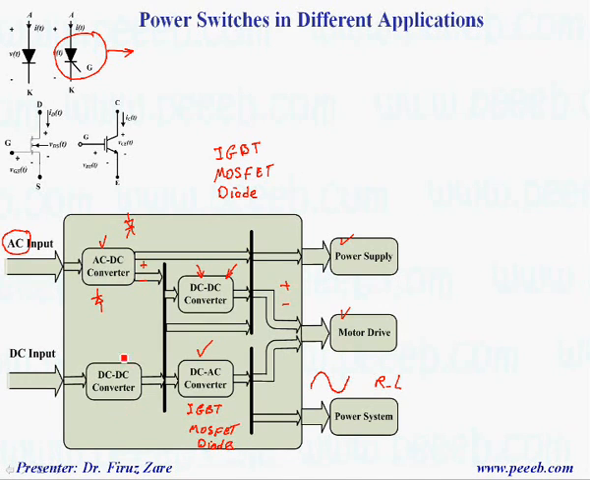The same scenario happens if we need to get DC voltage from DC or AC voltage from DC. That means if the input is DC, then we need to boost the voltage in some applications. Again, we need to have a DC-DC converter. That means we need this type of switches for these applications.